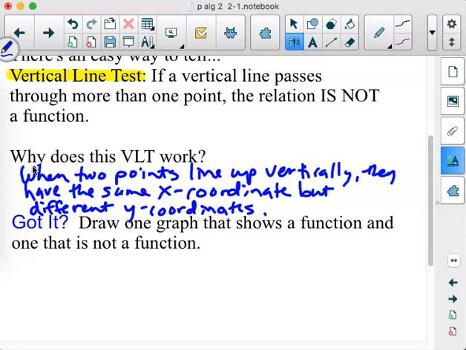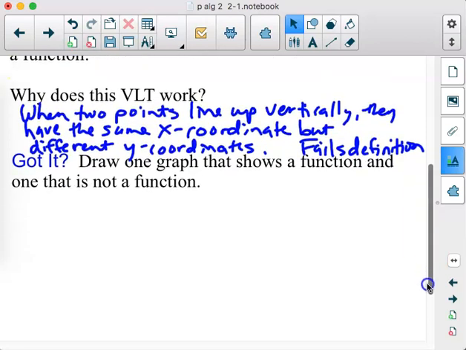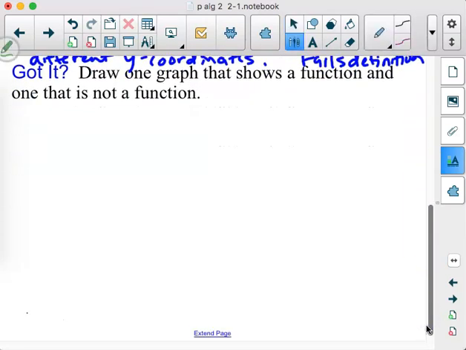But different y coordinates. And that fails the definition of a function. So it fails the definition: for every input, there is exactly 1 output. Now this says draw one graph that shows a function and one that's not a function. And we got to see some of those up there earlier.